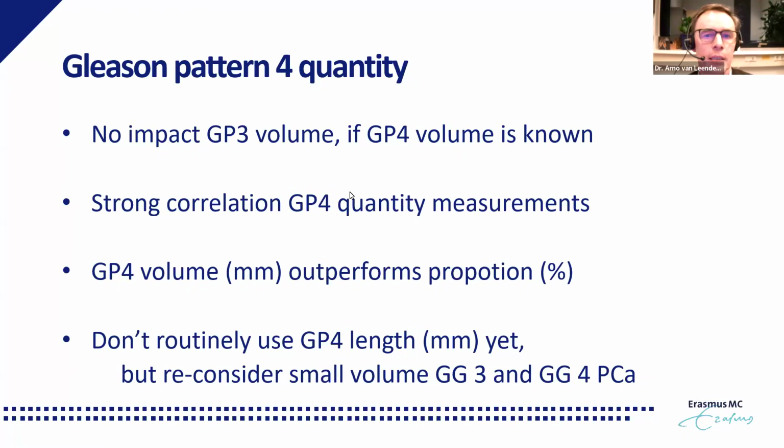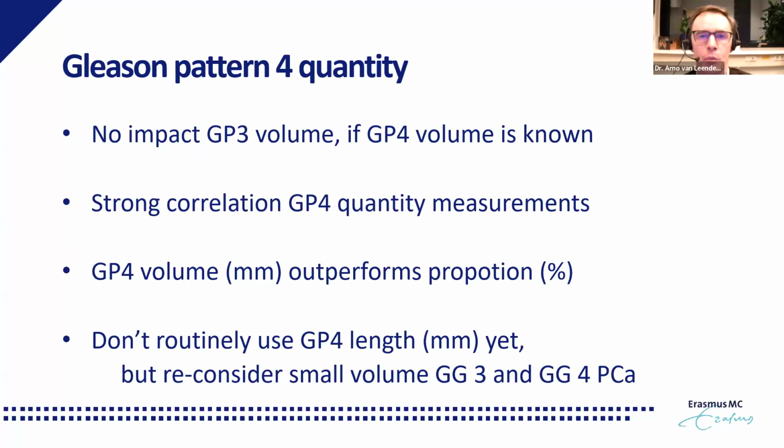So to summarize here, there are more studies now that show that there is no impact of Gleason pattern 3 volume when the quantity of pattern 4 is known. There's a strong correlation, however, between pattern 4 measurements. So percentage is generally correlating really well to proportion, but absolute length outperforms proportion in statistical analysis. And then the question is, this is very nice theory giving insights. How should you use that in practice?